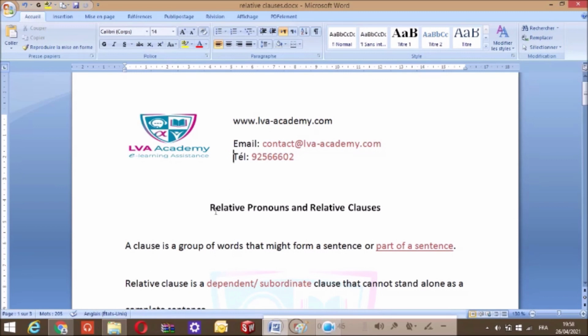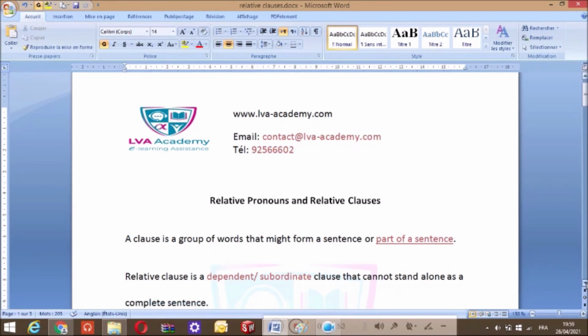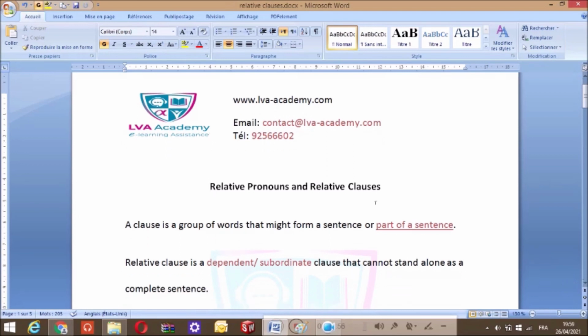It is a language lesson entitled Relative Pronouns and Relative Clauses. Now, before we start our lesson, we should define the word clause, which may be ambiguous to some of you. Some of you do not know the meaning of a clause. So, a clause is a group of words that might form a sentence or part of a sentence. So, a clause might be a complete sentence as it might be a part of a sentence.